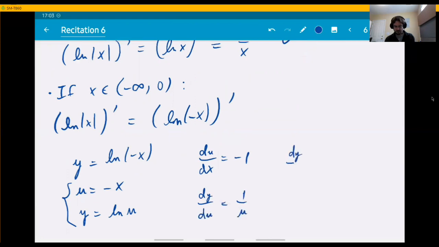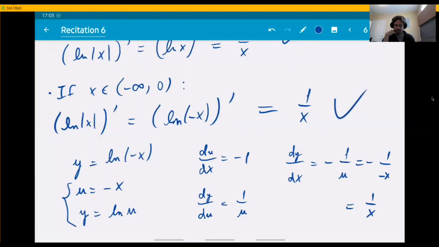So dy dx is 1 times the other. It is minus 1 times 1 over u, where u is minus x. That's how you write this derivative in terms of the original variable x. And we can simplify the minus signs here. It is just 1 over x. So the derivative that we wanted to find, again, gives you a 1 over x. Checks out exactly what the question wanted us to do.